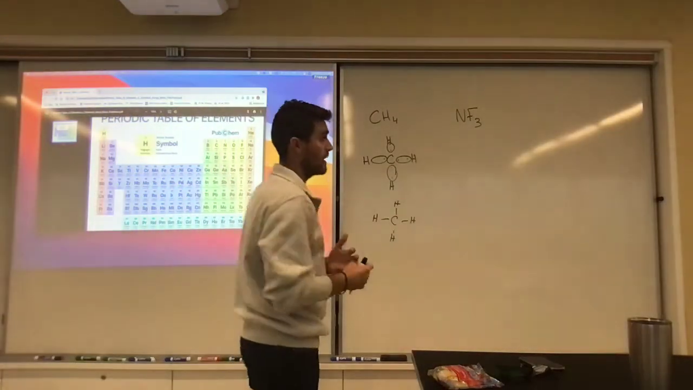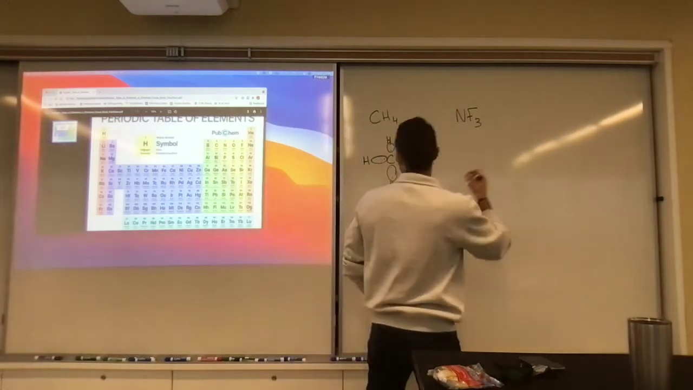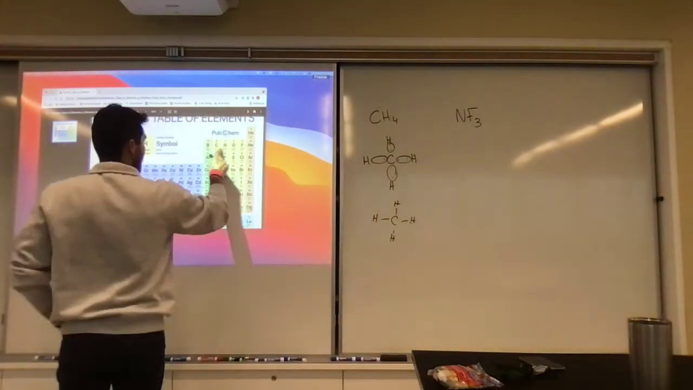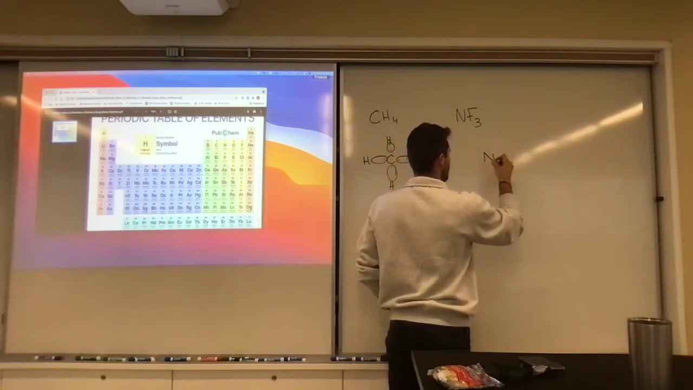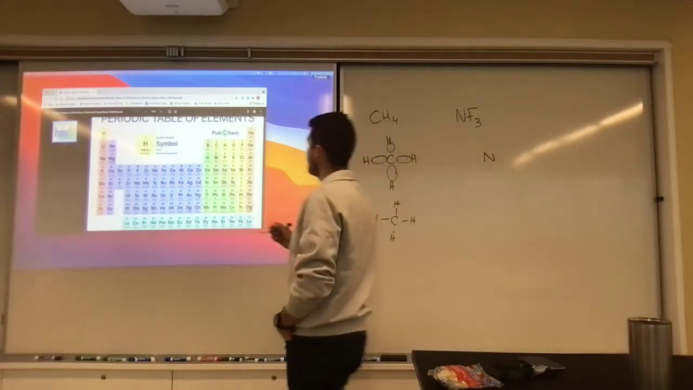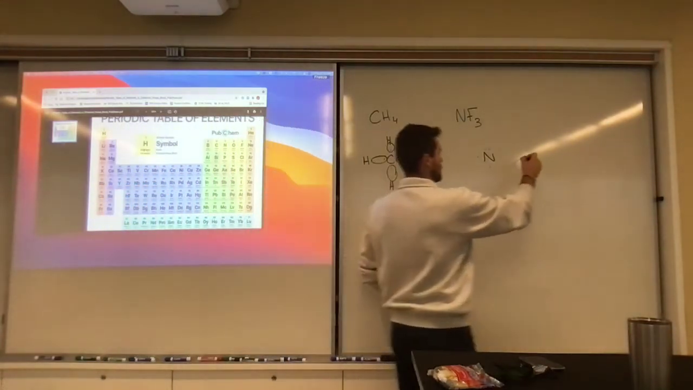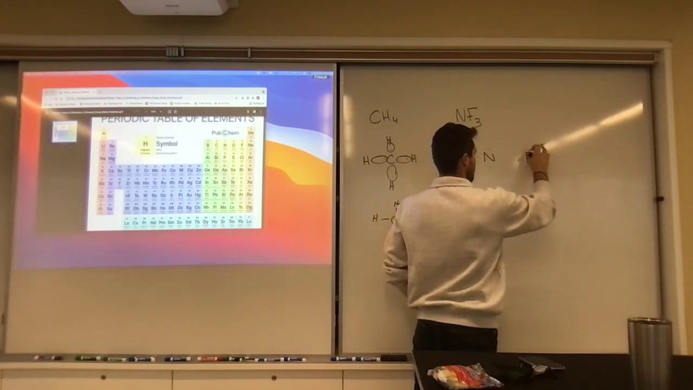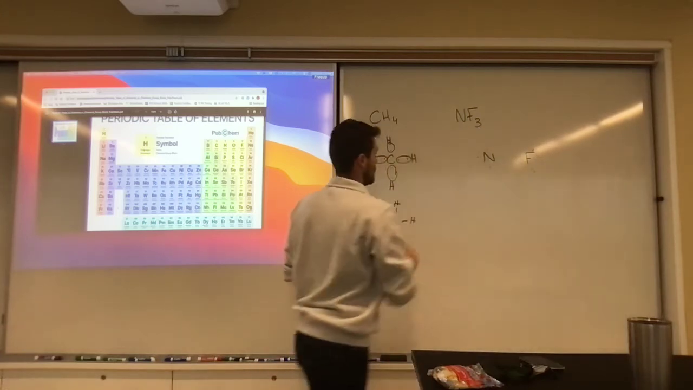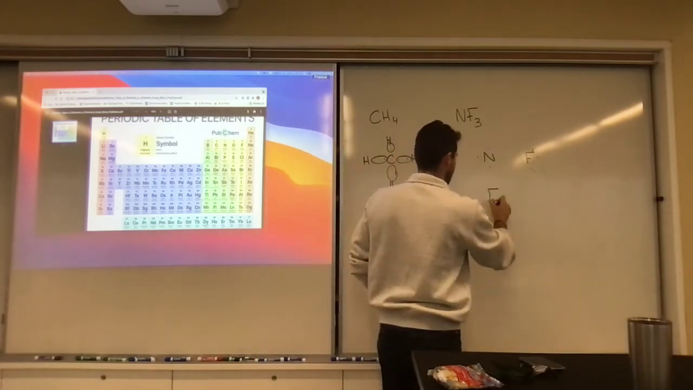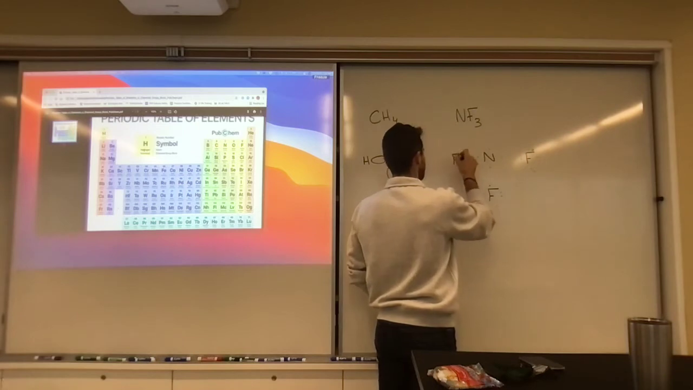If you want to try NF3 by yourself, pause it. If not, we're doing NF3 right now. So nitrogen, where's nitrogen? Element number 7, it's got 5 valence electrons, so 1, 2, 3, 4, 5. Fluorine has got 7 valence electrons. I'm going to put the fluorines near each of these single electrons on nitrogen.